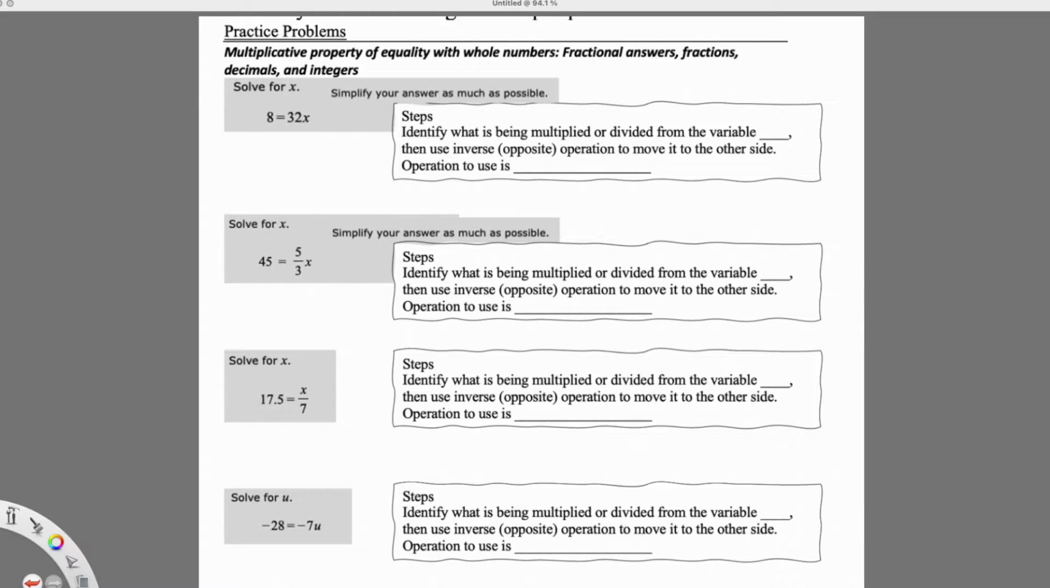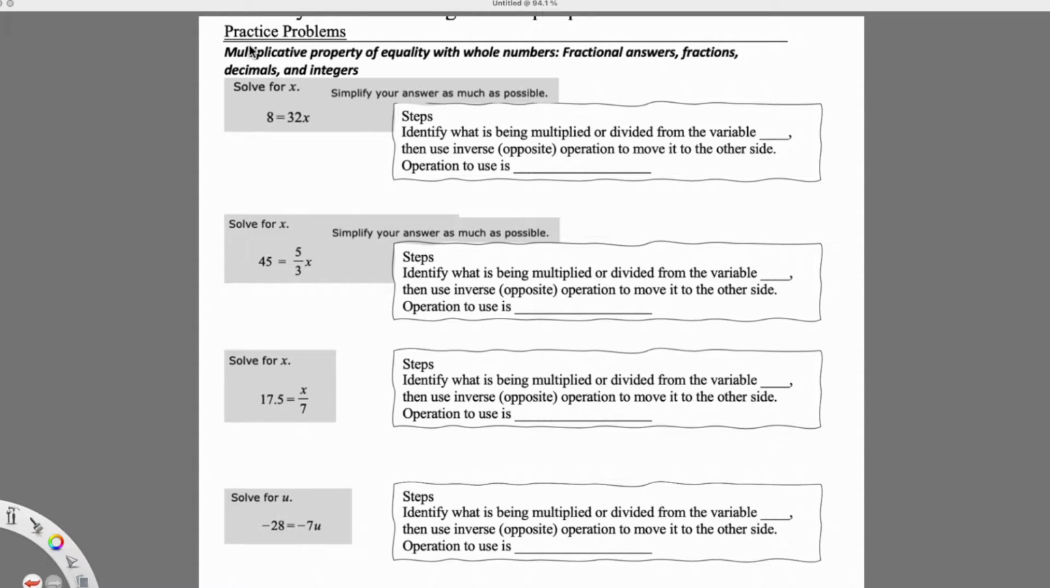All right, so we're going to continue solving one-step equations. And in this video, we're going to look specifically at the multiplicative property of equality. And we're going to do whole numbers, fractional answers, fractions, decimals, and integers. So we're going to try 4 of the problems out here with different types of numbers. But for each one, we're looking at the multiplicative property.